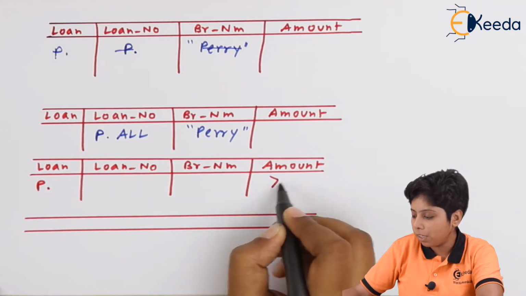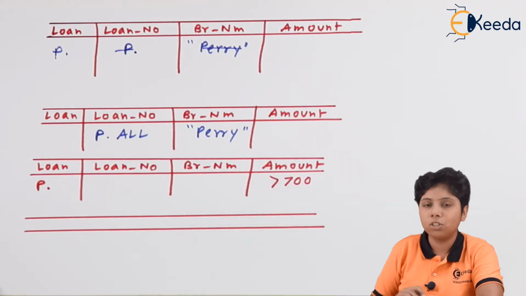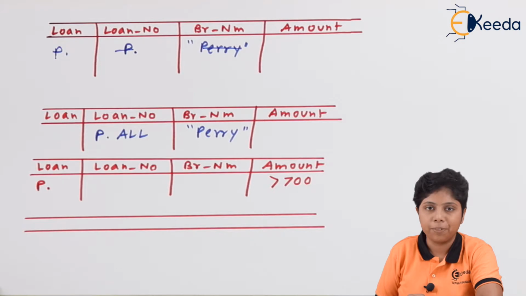Now the amount is greater than 700, so I can have it just like this. So this one can have a constant as well as a variable, or a constant combination. So I can also write.